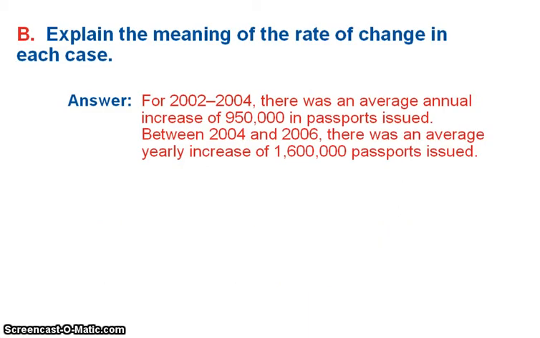Now, it says explain the meaning of the rate of change in each case. So here's their explanation. For 2002 to 2004, there was an average annual increase of 950,000 in passports issued. Between 2004 and 2006, there was an average yearly increase of 1,600,000 passports. So when it says explain the meaning, they just want you to rewrite it in sentence form, what that actually means in words. Instead of having the math part, they want you to write it out in sentence form.